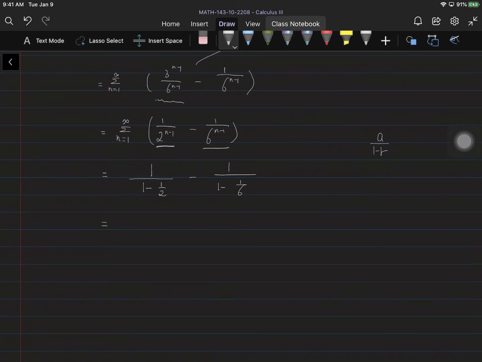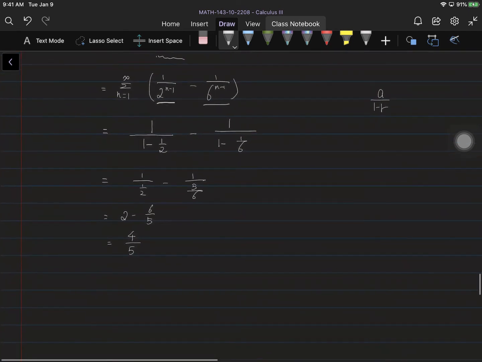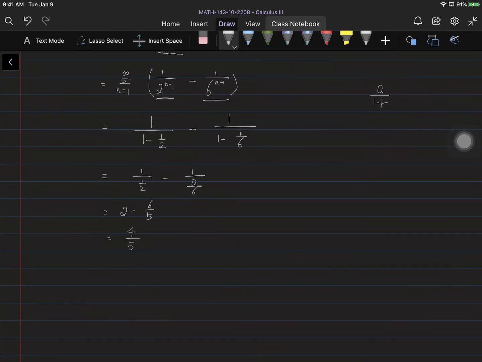Now simplify. 1 over 1/2 minus 1 over 5/6. Should be 2 minus 6/5. And simplify a little bit. The final answer is going to be 4/5. Okay. Now you can try this. I'm going to give you another one and then give you the exercise. This one.